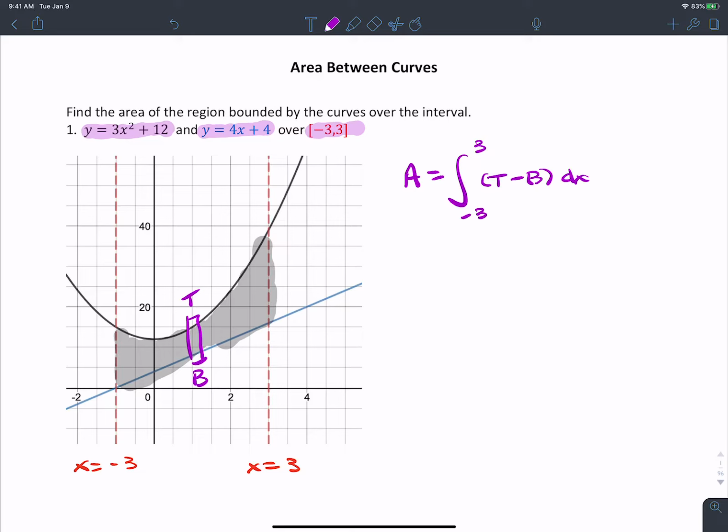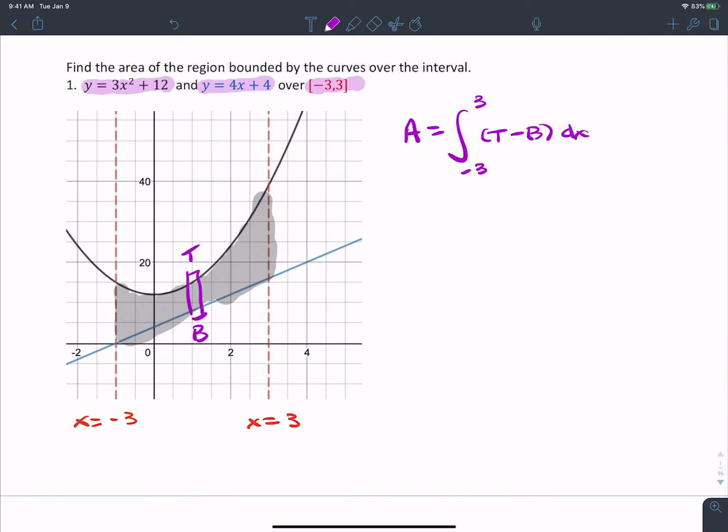Okay, so you're going to have to now take the difference of two functions. Now, what that looks like is, remember, the top curve was going to be the quadratic, right? Remember that parabola? So you have 3x squared plus 12 minus the bottom curve, which is the line, which is 4x plus 4, and that's dx. So this is from -3 to +3.